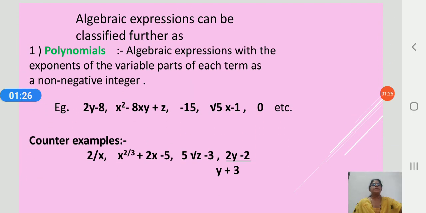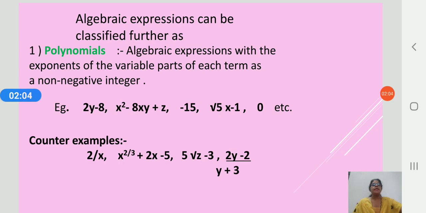Then algebraic expressions can be classified as polynomials and rational expressions. In 9th class you studied about polynomials. It is an algebraic expression with the exponents of the variable parts of each term as non-negative integers. That is, in a polynomial, the degree is always a non-negative integer. Example, 2y minus 8. Here the variable is y and the degree is 1. It is a positive number, hence it is a polynomial.